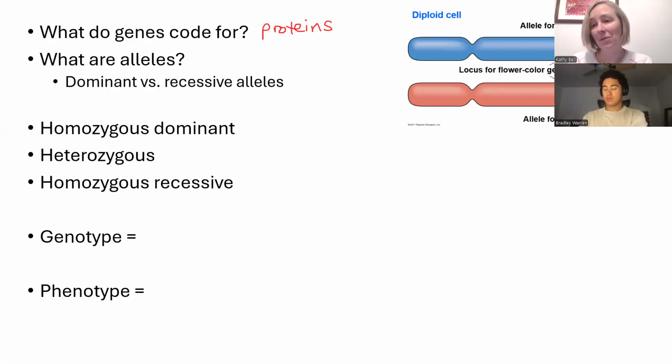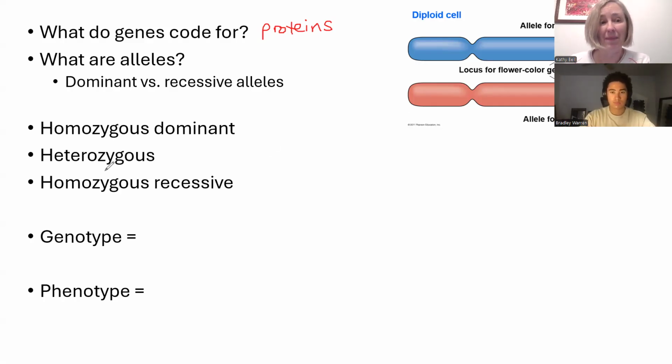Because we're diploid, we actually have two copies of every gene. One copy of the gene came from our mom, and one copy came from our dad. So we're always going to have two alleles of each gene. With our alleles, we have dominant alleles and recessive alleles. If you have a dominant allele present, it's going to determine what you look like, and it'll hide the recessive allele. You won't see the recessive allele's effects if the dominant allele is present.